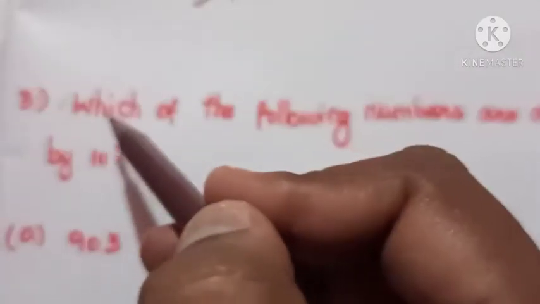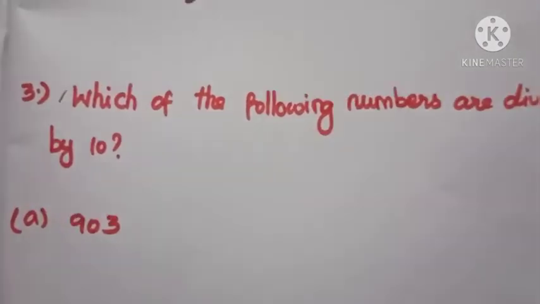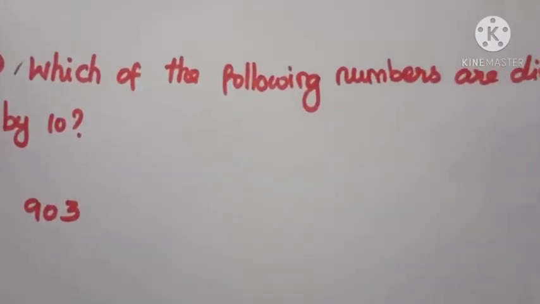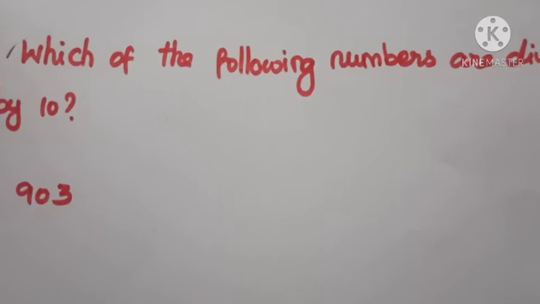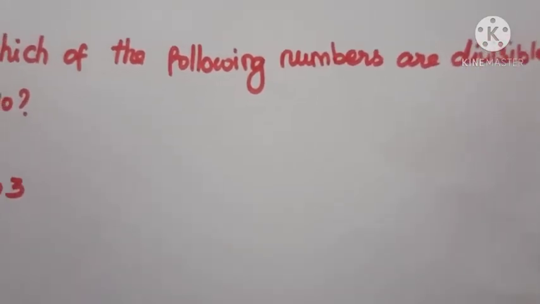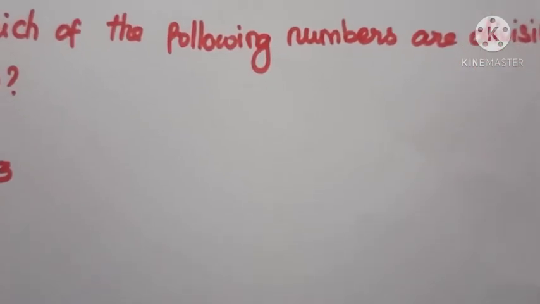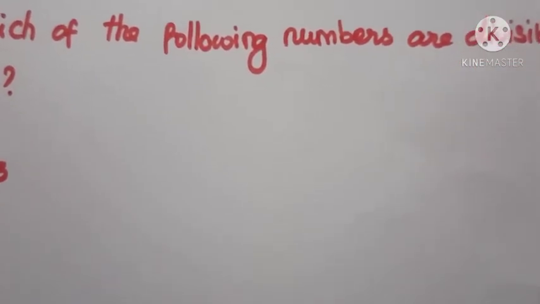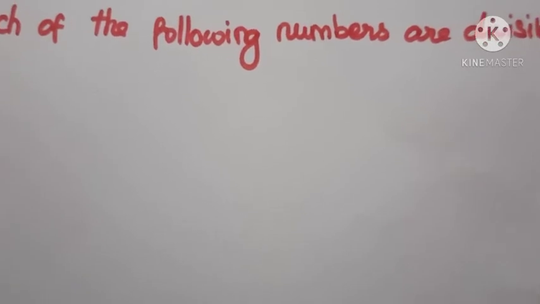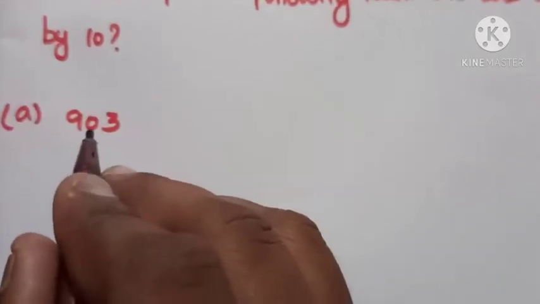Now we can see question number 3. Which of the following numbers are divisible by 10? First, let me recall the divisibility rule of 10. A number ends with 0 only, or we say the unit digit of a number is 0 only. So that number is divisible by 10. So first one I take 903.